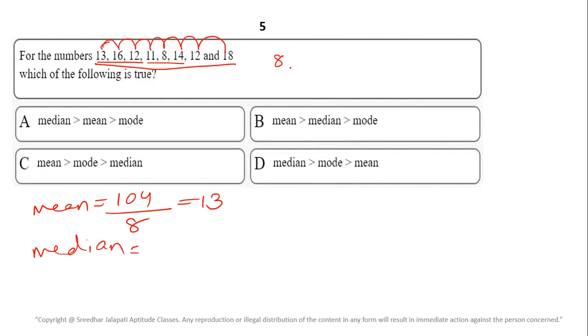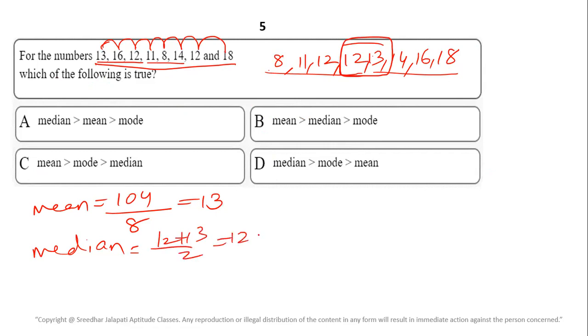Next, the median. If I arrange these elements in ascending order, the least one is 8, followed by 11, followed by 12, and there is one more 12, and then 13, 14, 16, 18. Total 8 elements, so 4 plus 4. The median is the one which occurs in the middle. When there are 8 elements, the average of the middle 2 elements is the median. So the median is 12 plus 13 by 2, which is 12.5.